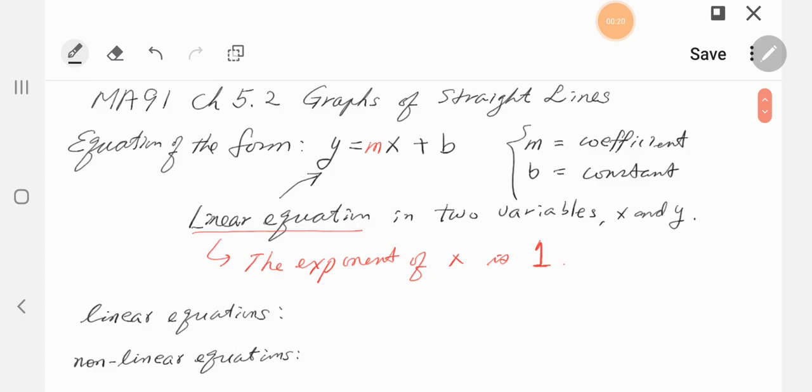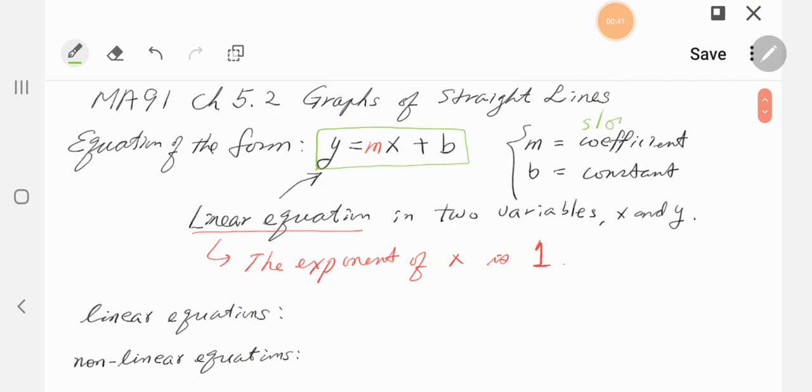The equation of the straight line is in this form: y is equal to mx plus b. Okay, y equals mx plus b. This is the equation of the straight line. And m is a coefficient, a number, the coefficient of x. We call this m the slope.